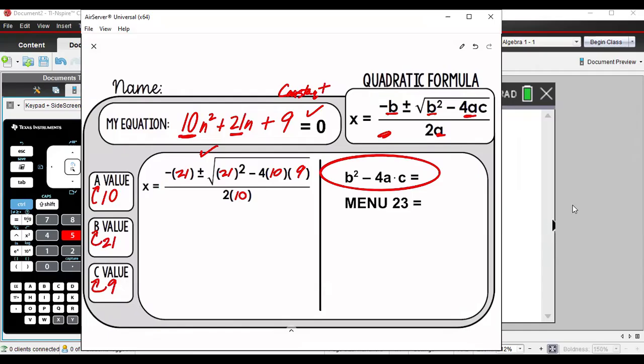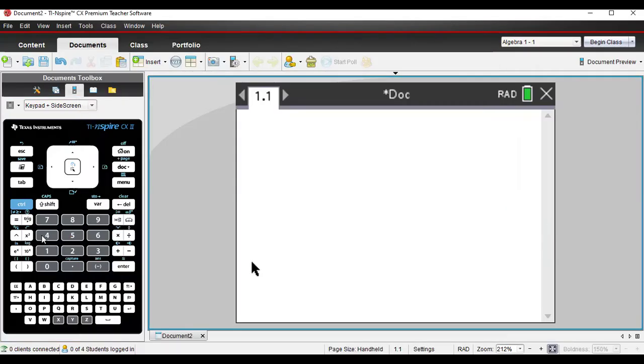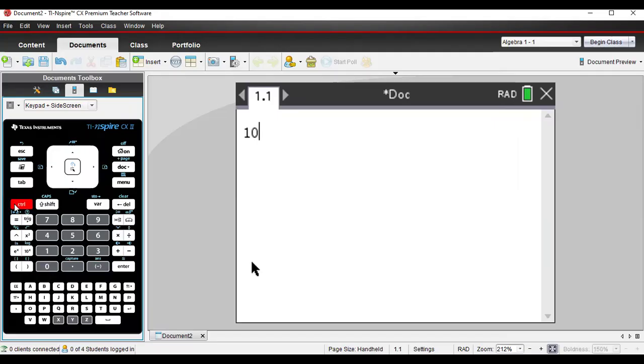So here we go. The way you store is you always start with the number. In this case, we're going to do 10, and we're going to do control and then the variable key. You should see this arrow, and we're going to store it into the letter A. And then we're going to store 21 into the letter B. And then we're going to store 9 into the letter C for constant. Press that. Once we've got that, we're going to do the b squared minus 4ac part.